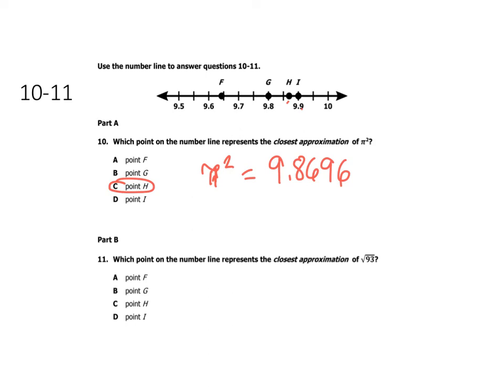Part B, which point on the line represents the closest approximation of the square root of 93? So the first thing you need to do is find the square root of 93. On your calculator, you'll do second, x squared, 93, and you get 9.6436. I know this is greater than 9.6 but less than 9.7, so your answer is going to be F.